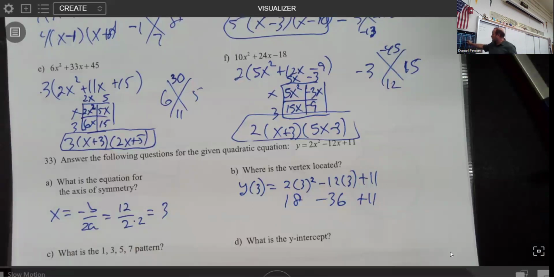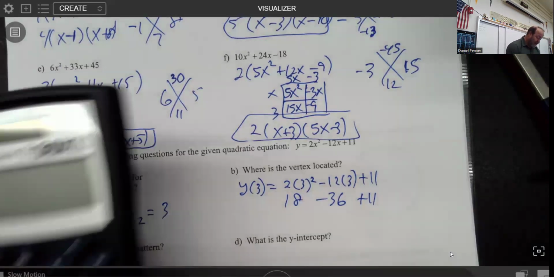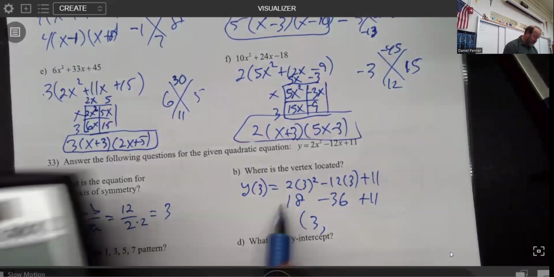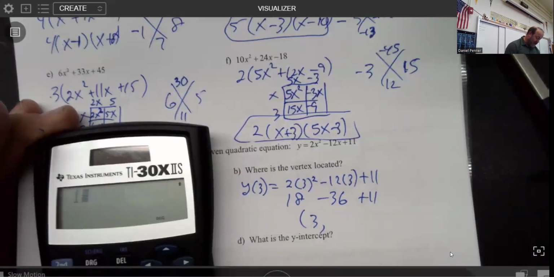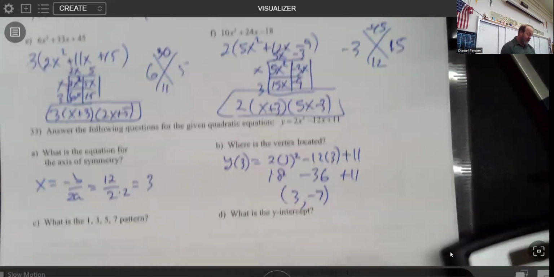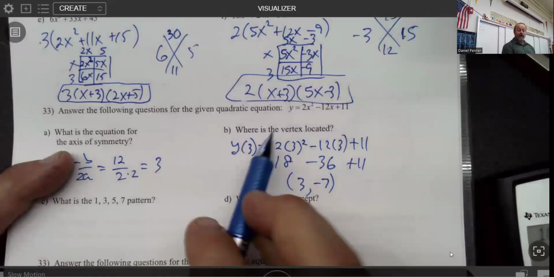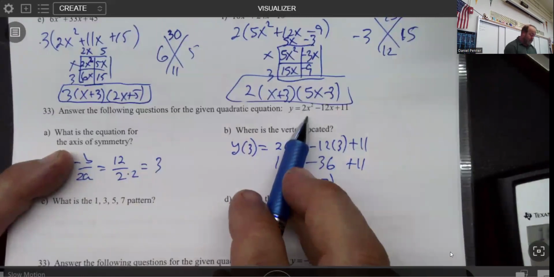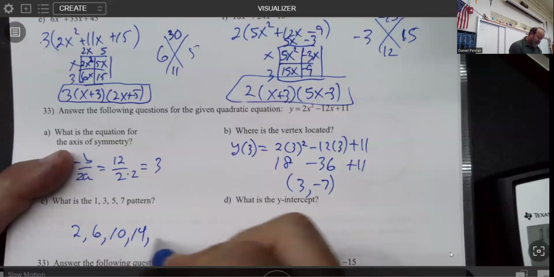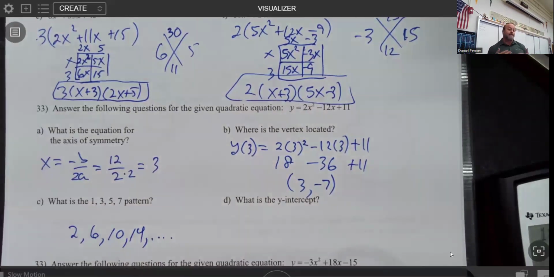And so my vertex is going to be the place where that comes together. So of course, my x value we figured out was 3, and my y value is going to be whatever I got, 18 minus 36 plus 11, and it looks like my answer has a vertex of 3, -7. And of course, my 1, 3, 5 pattern got multiplied by 2, so it's going to be a 2, 6, 10, 14. And I like to put dots because this pattern never ends. It goes on for all eternity.